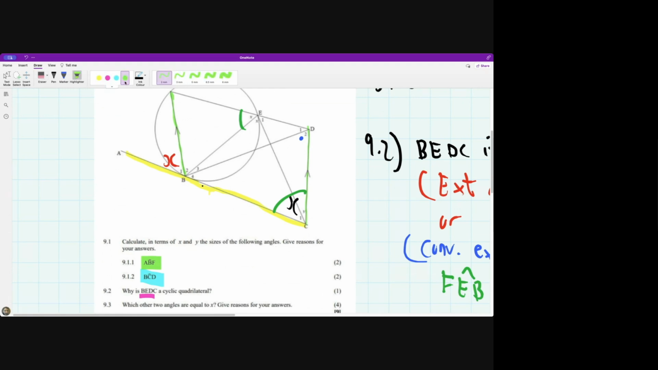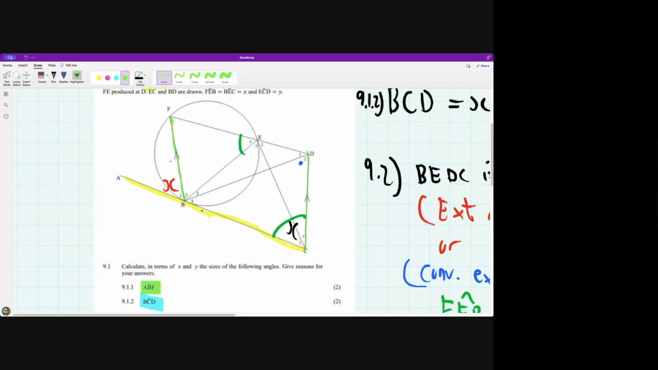Now it says ABF, so let's just find where ABF is. Okay, so let me take this away for a second. ABF is here. It's the same angle as B1. So that's ABF. And what I said, in fact, I'll even draw it in for you here, is that ABF is equal to X. And the reason it's equal to X is the tan chord theorem. So we say tan chord theorem. So this one over here is equal to X.